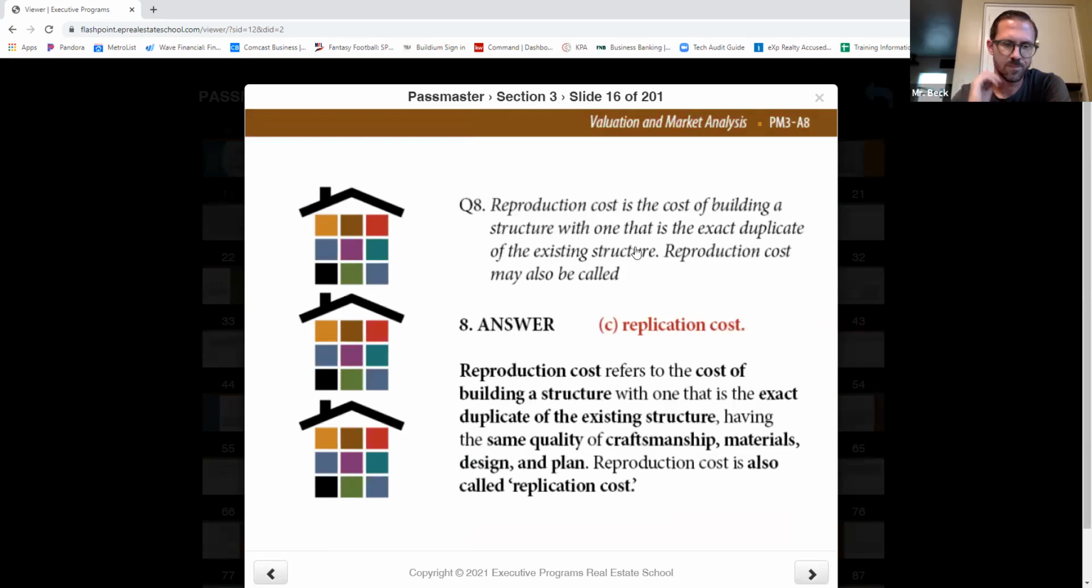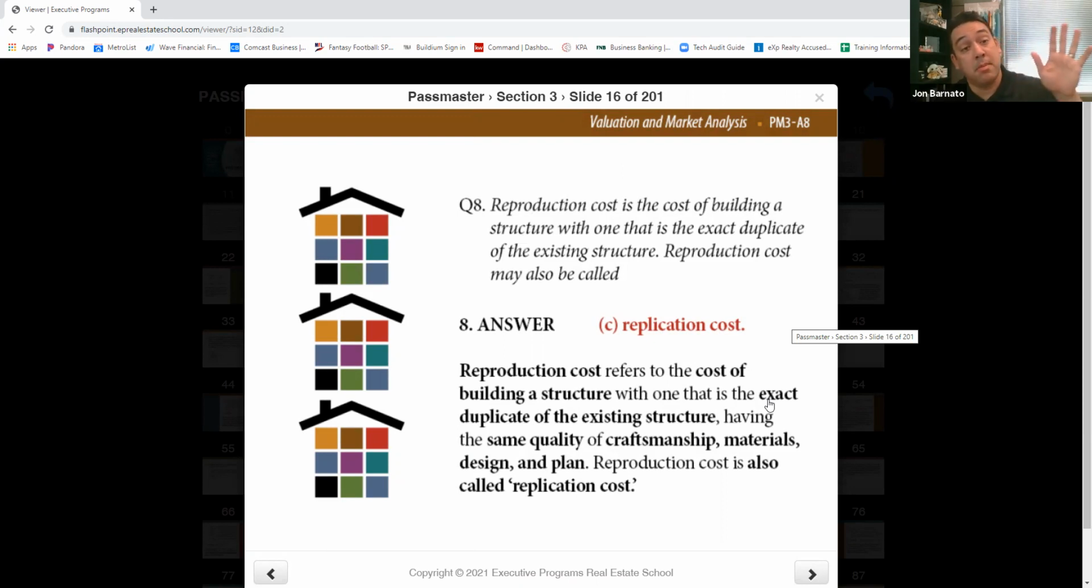Correct. Replication cost. Now, it's important to understand when they do a cost appraisal. So now we had income approach, and we're going to get more into this as we go, but you're going to understand the different appraisal types. Income approach, this is cost approach. So we're looking at how much does the building cost to make? It's important to know it's the exact duplicate.